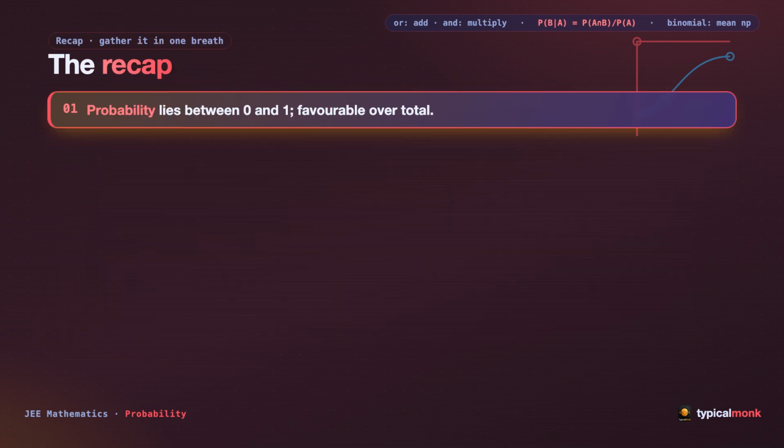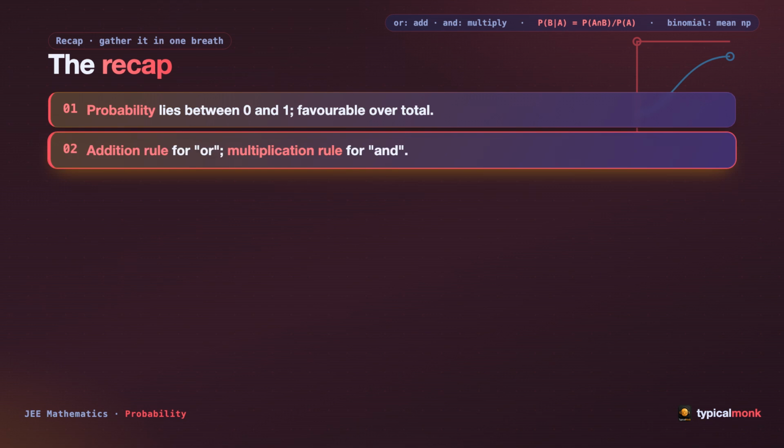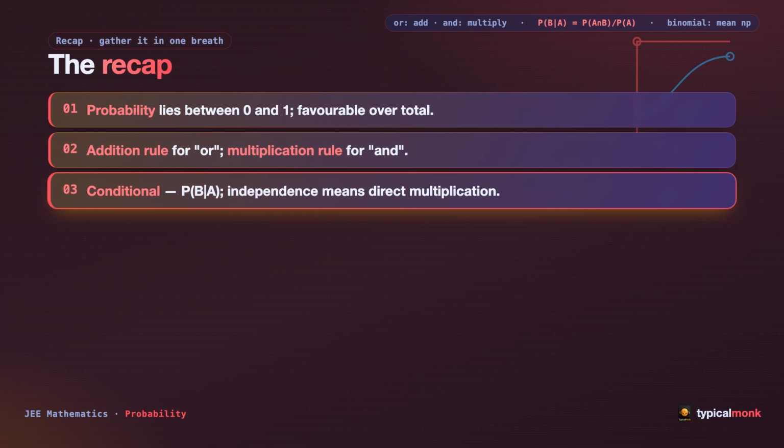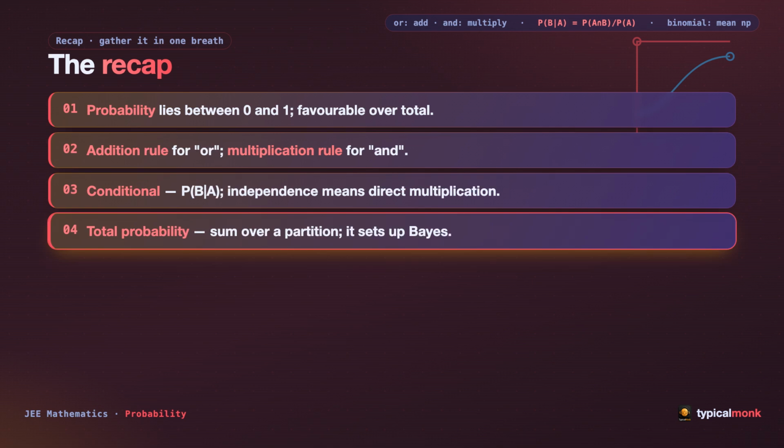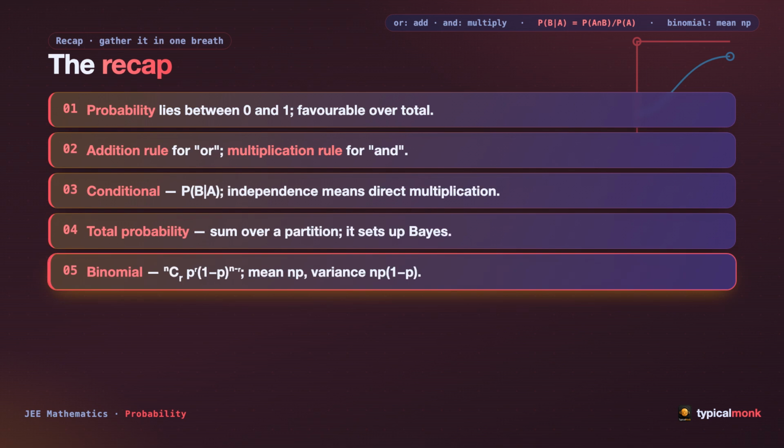The conditioning. Let us gather it all in one breath. Probability lies between 0 and 1, favorable over total. The addition rule for OR, the multiplication rule for AND. Conditional, P of B given A, and independence means direct multiplication. Total probability, a sum over a partition, and it sets up Bayes. The binomial nCr, p to the r, times 1 minus p to the n minus r, with mean np and variance np times 1 minus p.